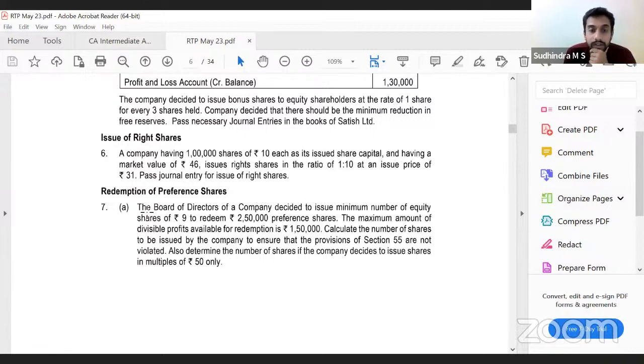First, question number 7A. The board of directors of a company decided to issue minimum number of equity shares of ₹9 to redeem 250,000 preference shares. The maximum amount of divisible profits available for redemption is 150,000. Calculate the number of shares to be issued to ensure that provisions of section 55 are not violated. Also determine the number of shares if the company decides to issue shares in multiples of ₹50 only.